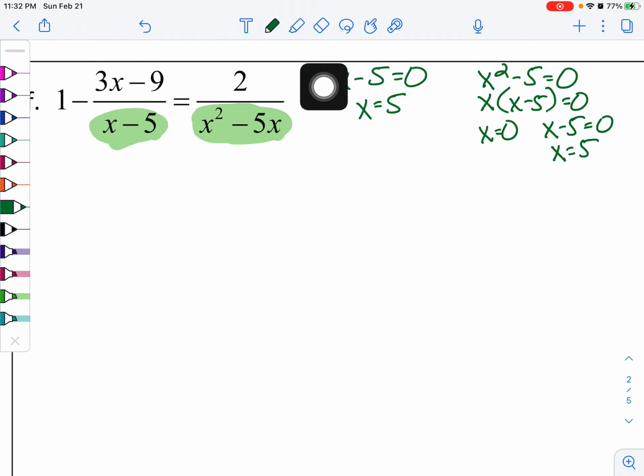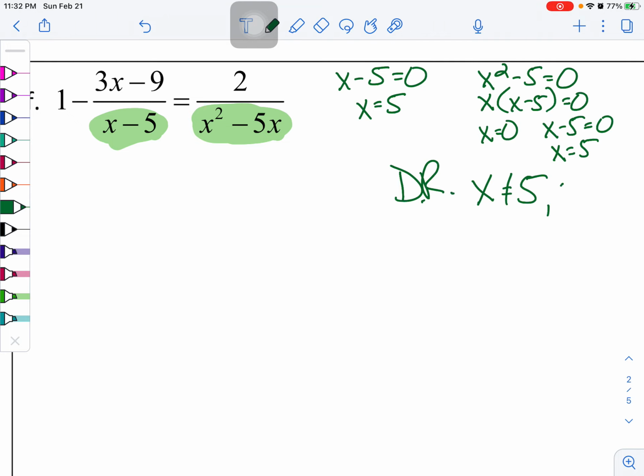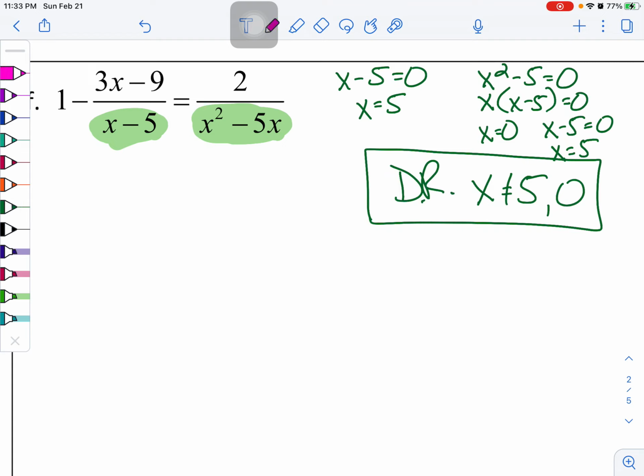And this one should look familiar, because this factor right here was the original first denominator. So my domain restrictions, let's see, x cannot equal 5 or 0. Those are bad values for these three fractions.